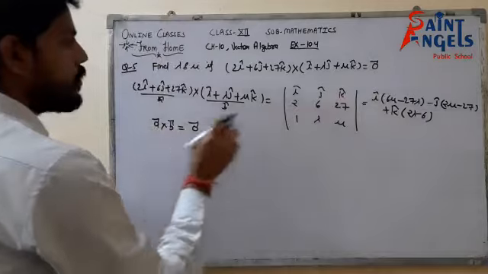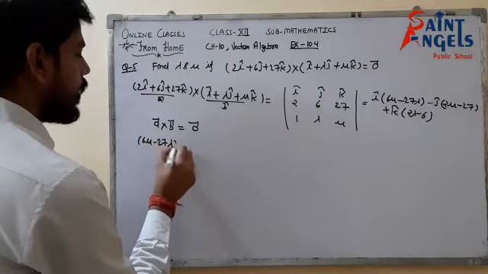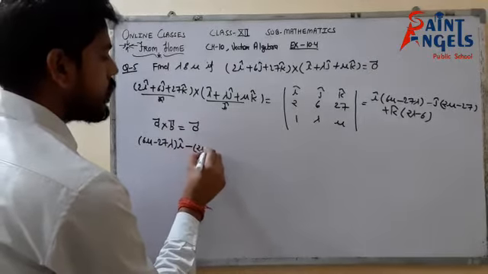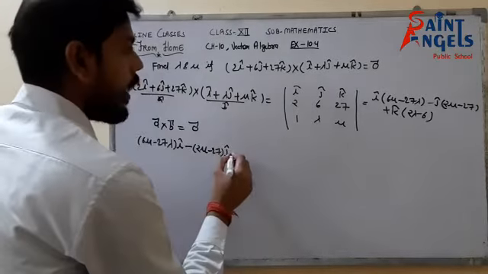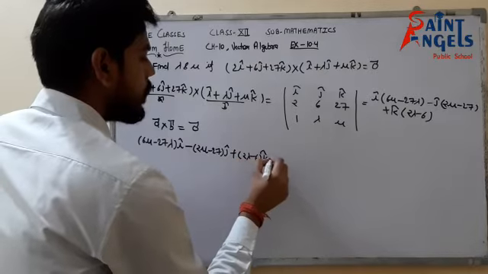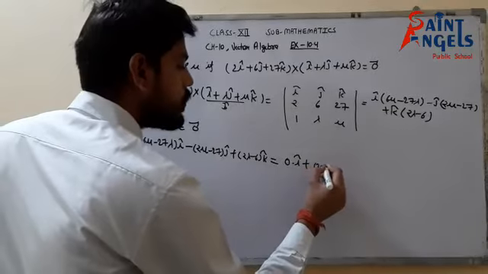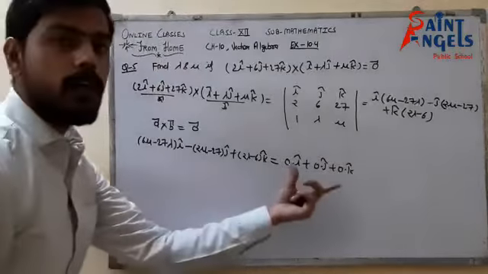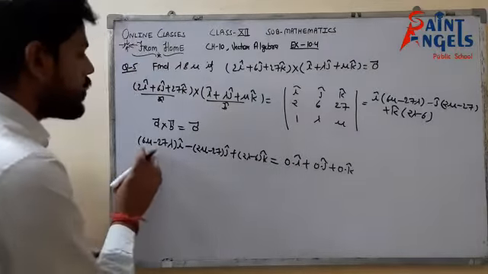So here A cross B is (6 mu minus 27 lambda) i cap minus (2 mu minus 27) j cap plus (2 lambda minus 6) k cap equals the zero vector. It means 0 i cap plus 0 j cap plus 0 k cap. Now these two vectors are equal, so we can equate the coefficients of i, j and k. So I am equating their coefficients.